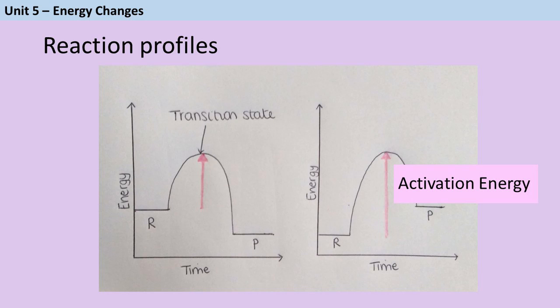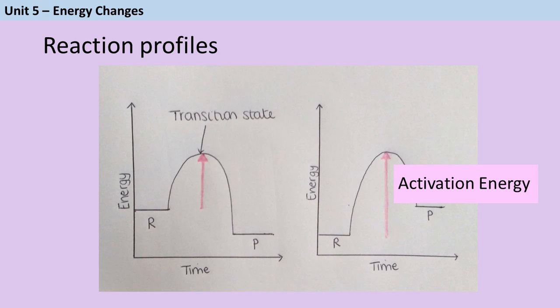It was given out, it went out into the surroundings. And so my surroundings would have got warmer, and that makes this an exothermic reaction. So in every exothermic reaction, you're going to see your reactants being higher than your products. If we look at my second example, this is the exact opposite. So this is an endothermic reaction.